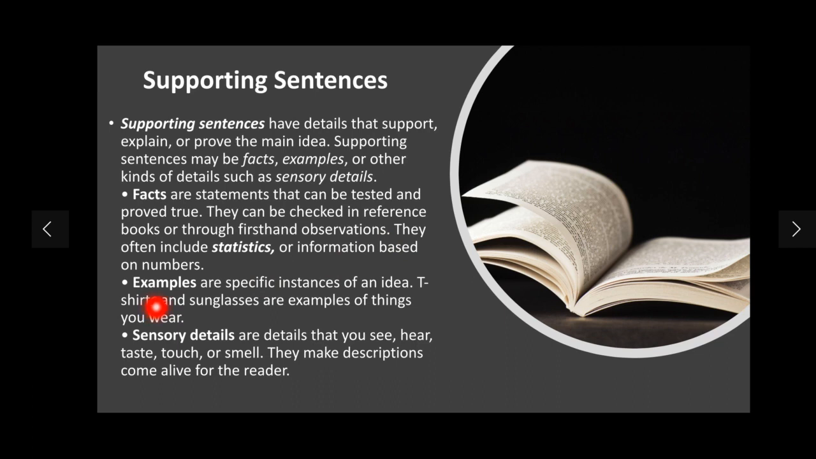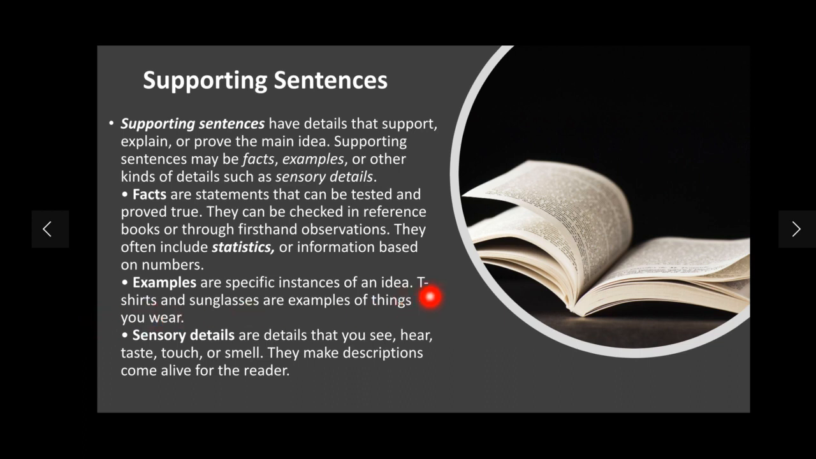Examples of the main idea are specific instances of an idea. T-shirt and sunglasses are examples of things you wear. And then we have sensory detail, or detail that you see, hear, taste, touch, or smell. They make descriptions come alive for the readers. So in sensory detail, you are going to describe.